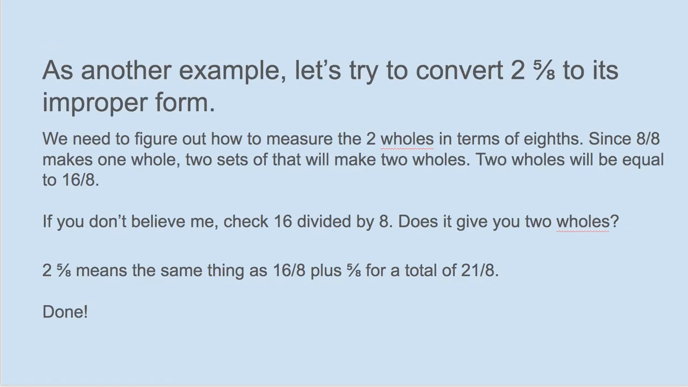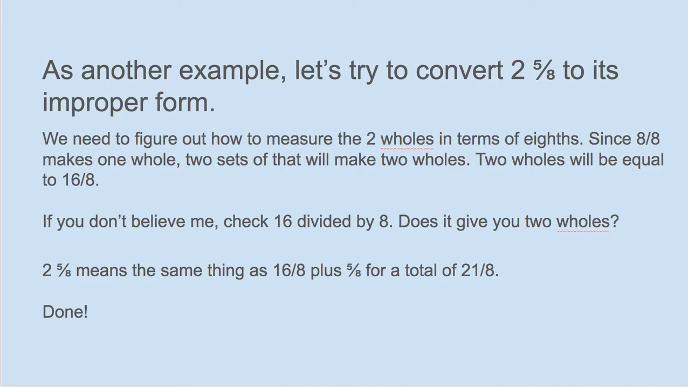As another example, let's try to convert 2 5/8 to its improper form. We need to figure out how to measure the 2 wholes in terms of eighths. Since 8/8 makes 1 whole, 2 sets of that will make 2 wholes. 2 wholes will be equal to 16/8.